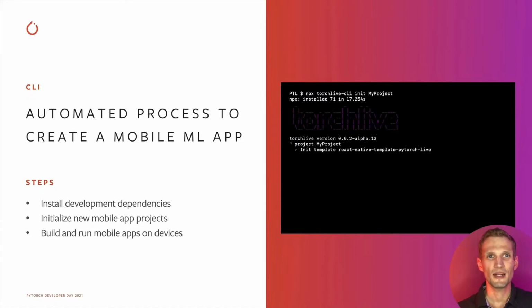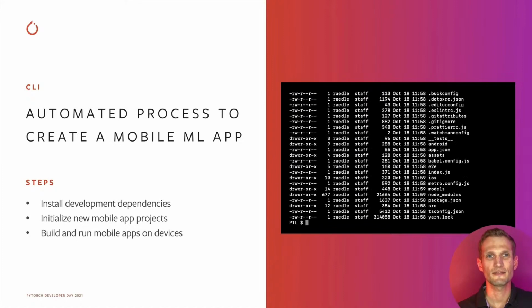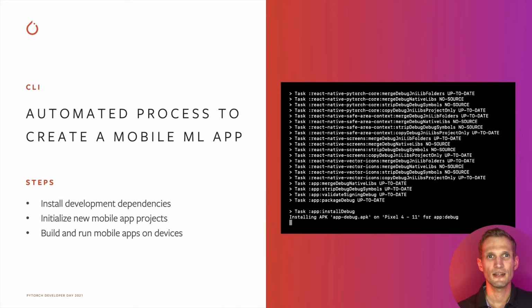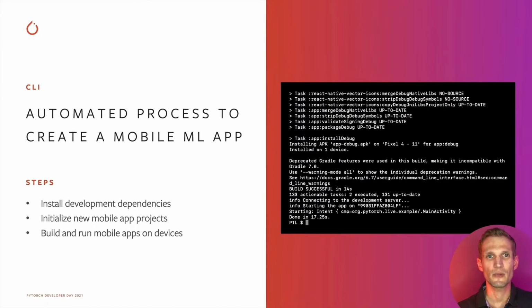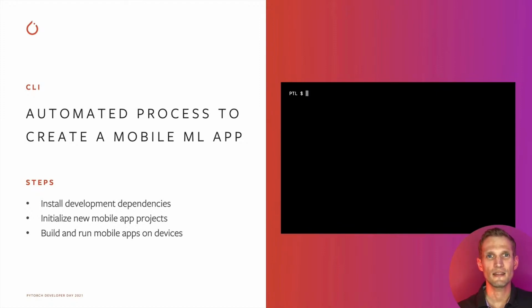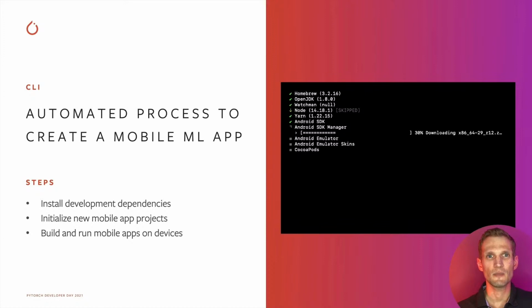Once the development dependencies are installed, the init command allows you to initialize a new PyTorch Live app project. And this project contains all native code necessary to run Android and iOS. It also includes working examples for image classification, object detection, and natural language processing. Lastly, the run Android and run iOS commands build and run the app either in the emulator or on a physical device. This is a great starting point for you to adapt any of these examples, and of course, you can bring in your own PyTorch mobile models.